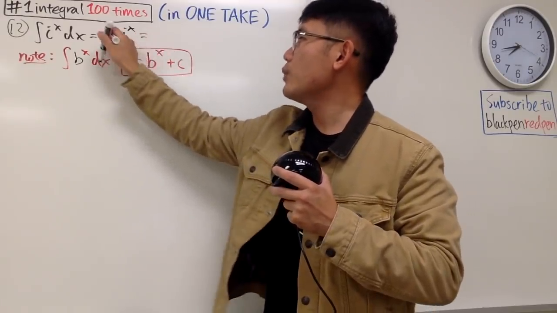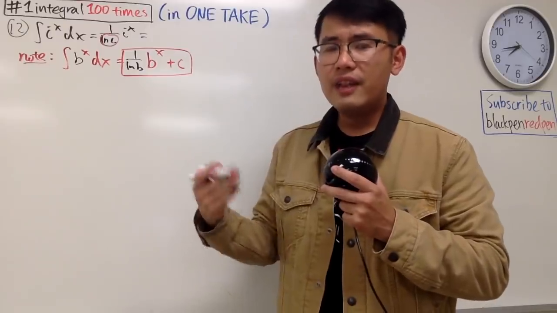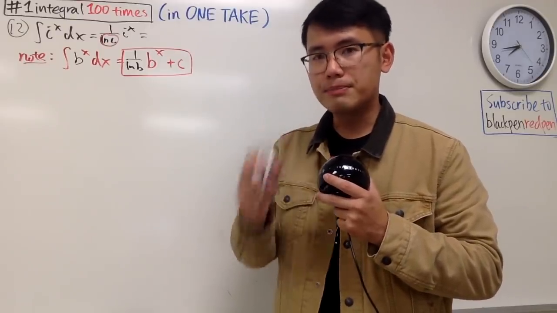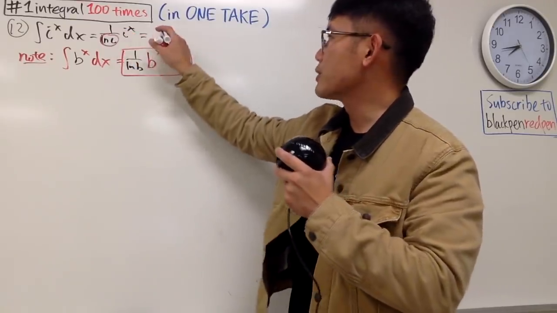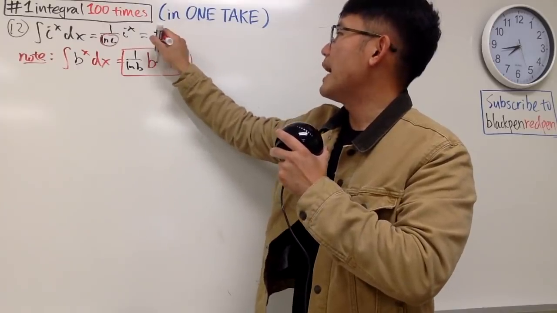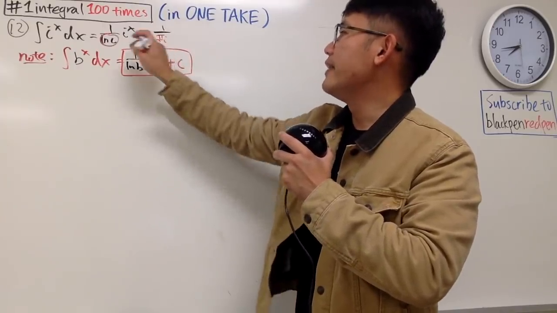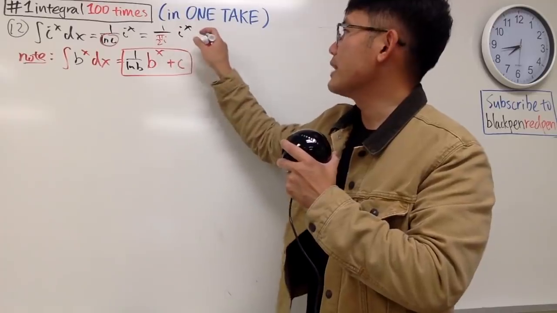Well, because now we have to look at what the natural log of i is. Natural log of i, Dr. Peyam will tell you, is pi over 2i. So now let me just put that down. This is 1 over pi over 2i. And then we have the i to the x power like that.